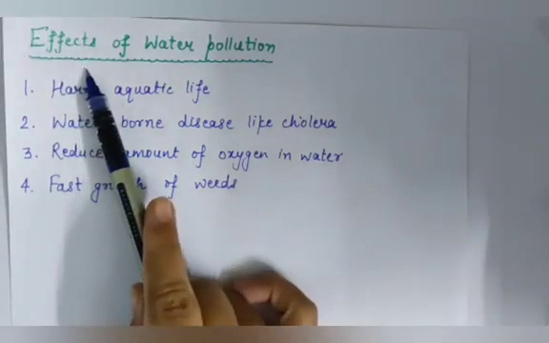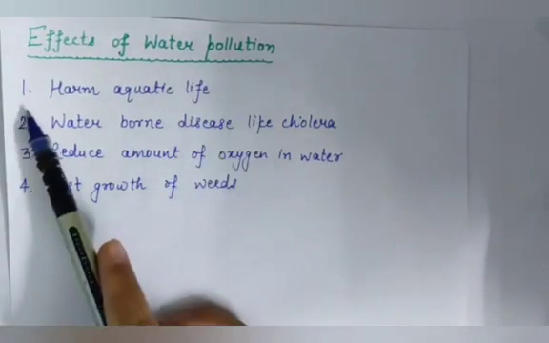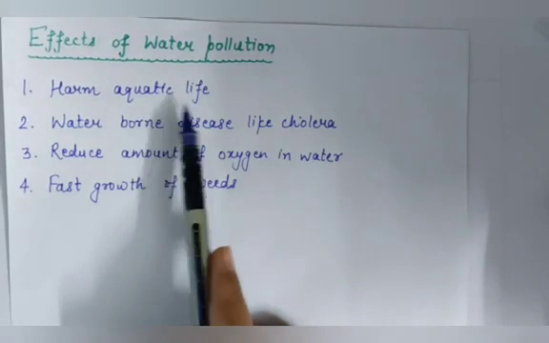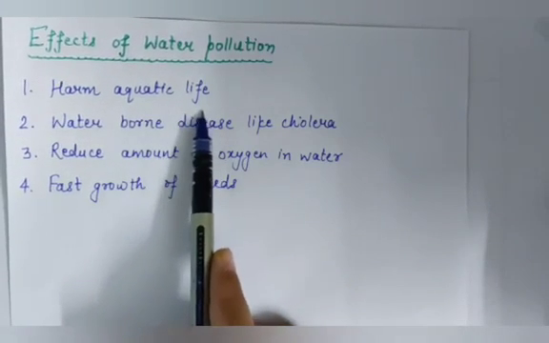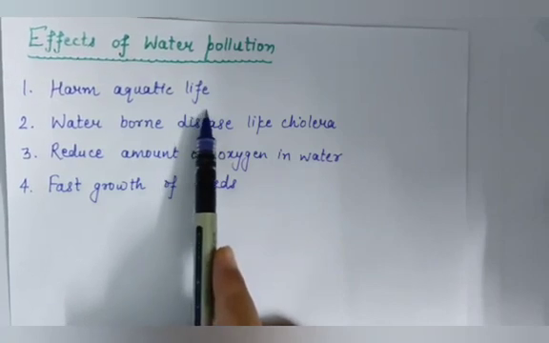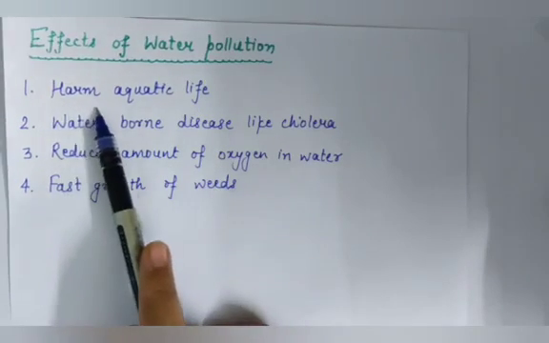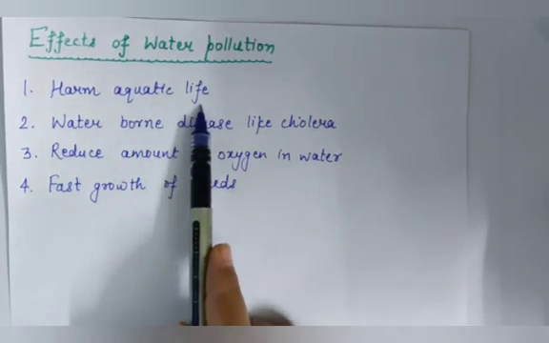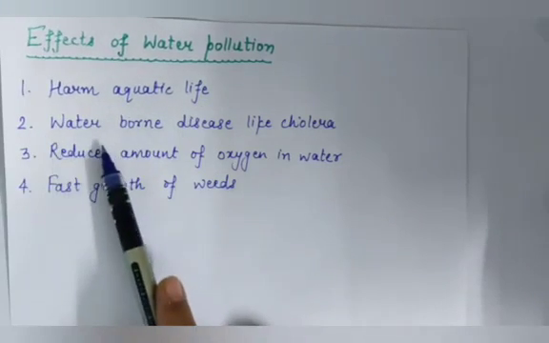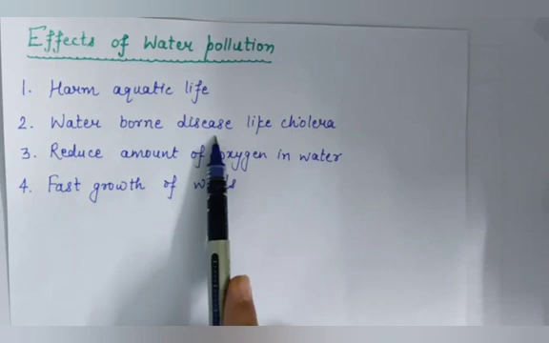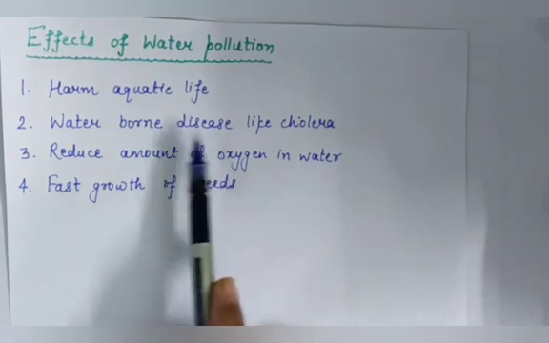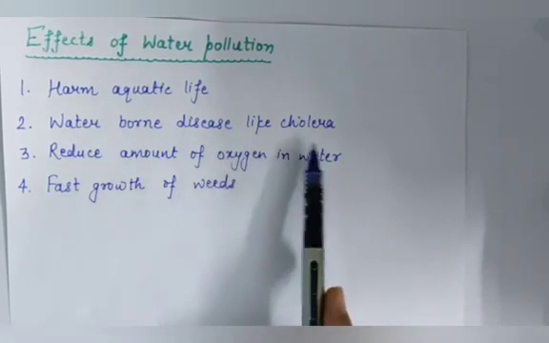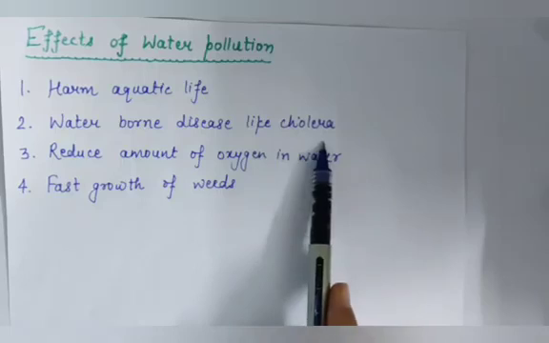Next topic is effects of water pollution. First is harm aquatic life. Wastewater contains many poisonous chemicals, and when these chemicals go into the sea water, then it harms aquatic life. Okay. Second is waterborne disease. Means consumption of polluted water causes waterborne disease like cholera and jaundice.